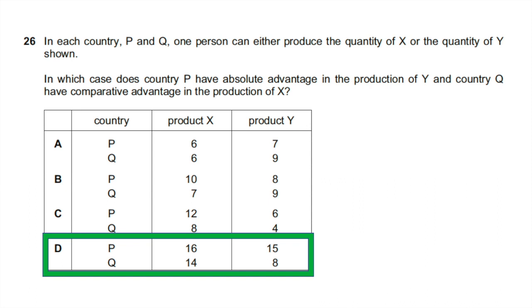In option D, the opportunity cost of country Q producing product X is 8 divided by 14, or 0.57 product Y. The opportunity cost of country P producing product X is 15 divided by 16, or 0.9375 product Y. The lower opportunity cost belongs to country Q, and thus it has a comparative advantage in producing good X. Therefore, option D is correct.